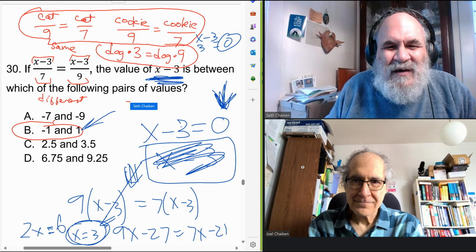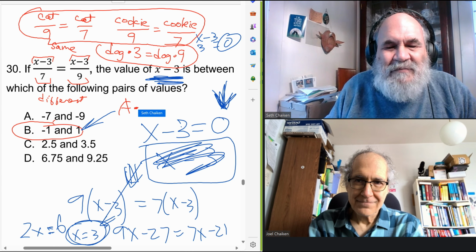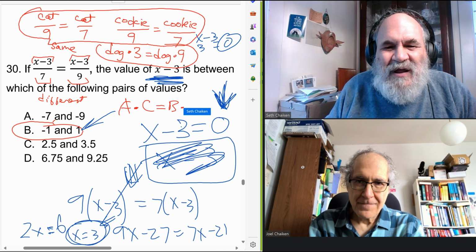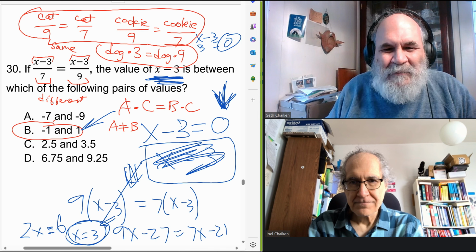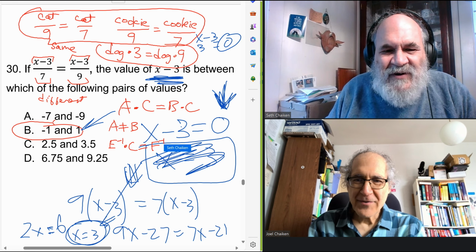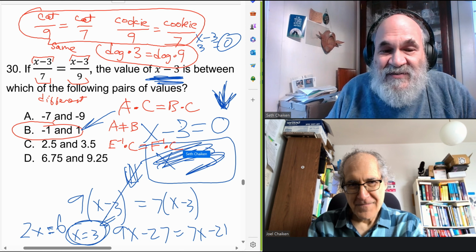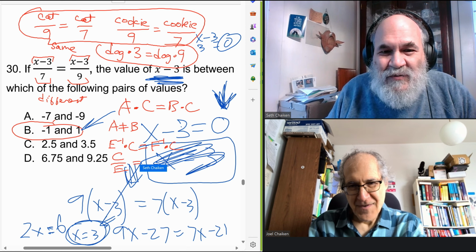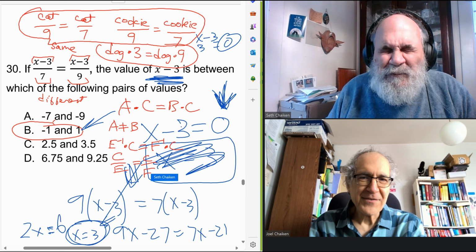In general, A multiplied by C equals B multiplied by C, where A is not equal to B. And this could also be A inverse multiplied by C equals B inverse multiplied by C, which is equivalent to C divided by A equals C divided by B. That's the pattern.